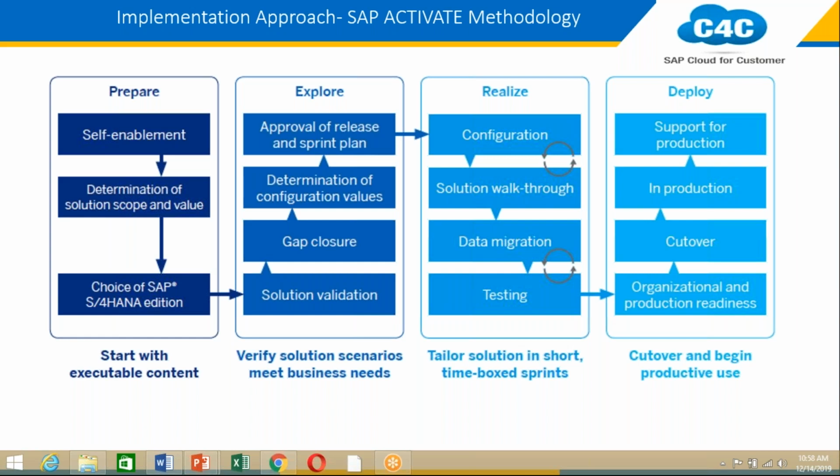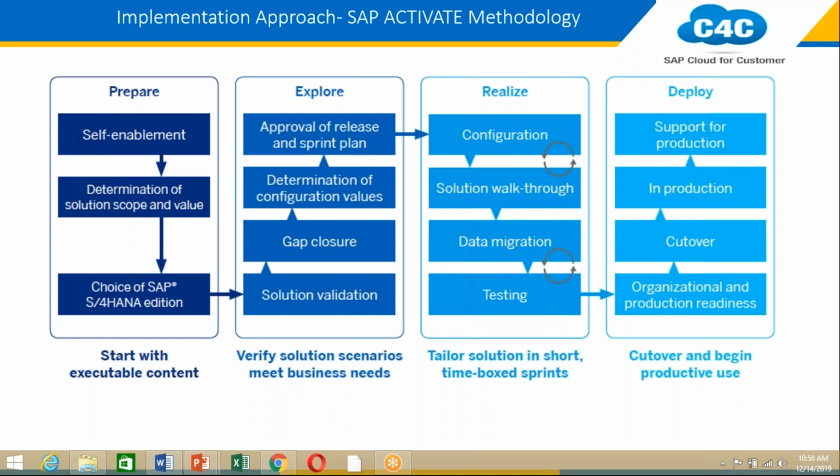In all the phases there is a sprint mentioned. So sprint is nothing but we interact with the customer directly with the solution which has been mapped in a realize phase. So what happens? We normally plan a sprint every quarterly in a month.